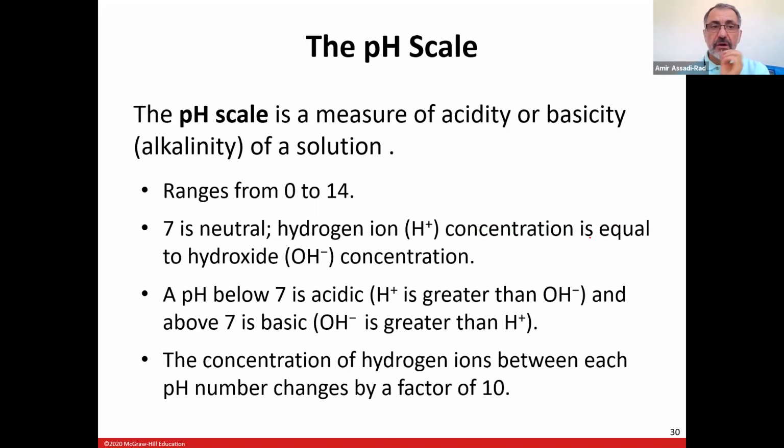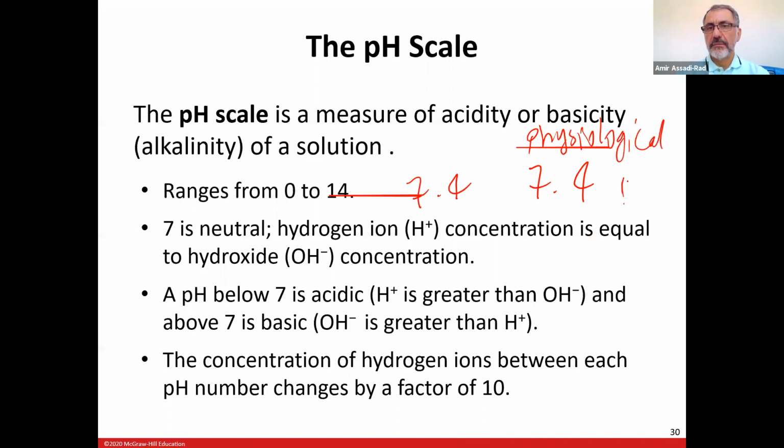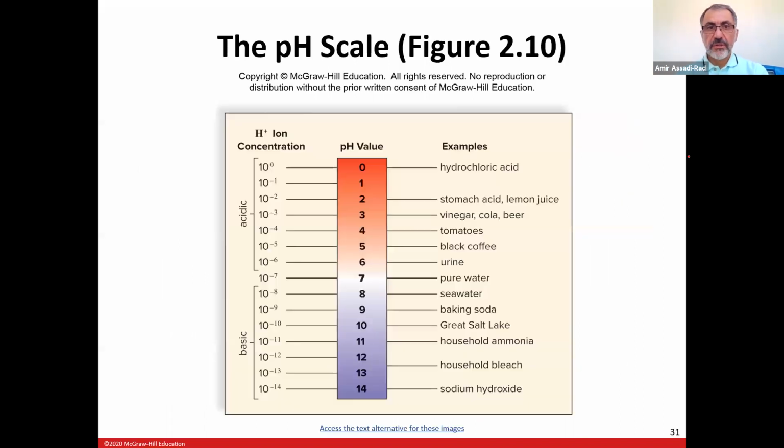It's very hard to get a perfect pH of 7. The pH of your blood and your body, except your stomach, is called physiological pH, and it is 7.4. Then a pH below 7 is acidic. We talked about all of that.